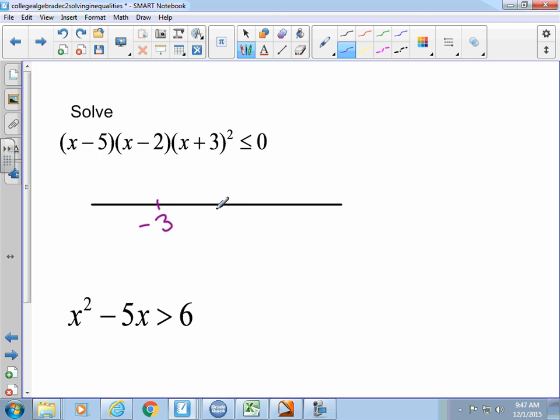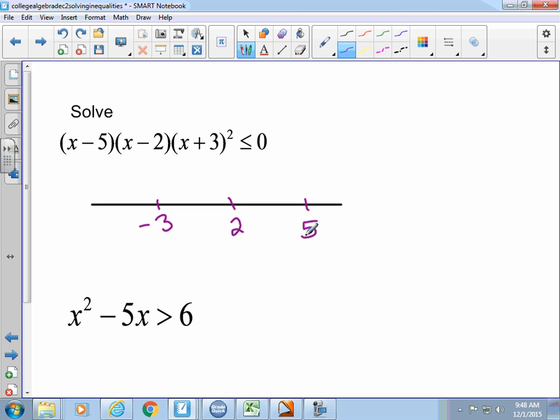-3. I heard someone say -3. Where'd you get -3? What makes x plus 3 equal 0? And then I heard 2 and 5. Now, does it matter what order I put them down in? Yes, it very much matters what order I put them down in. What order do I need to put them down in? In least to greatest, numerical order.